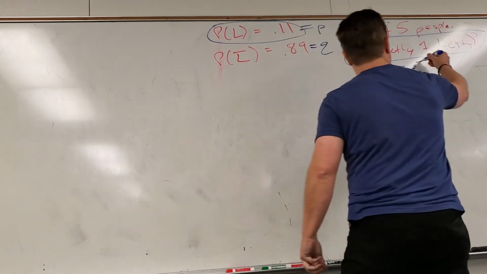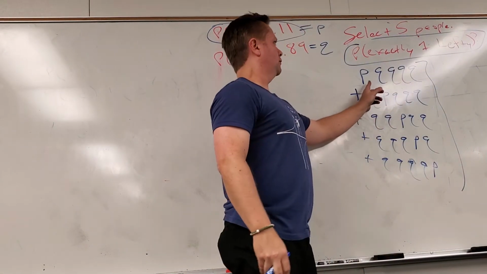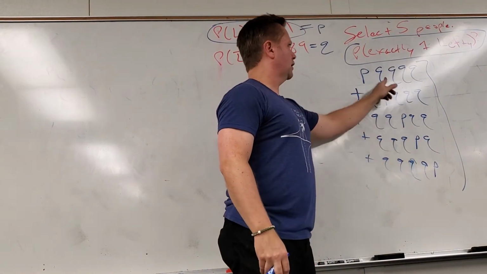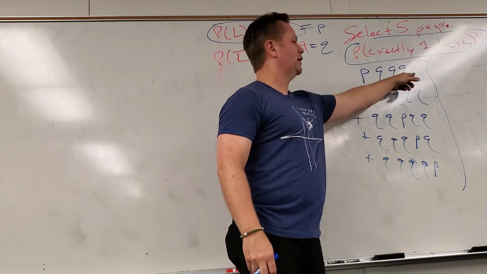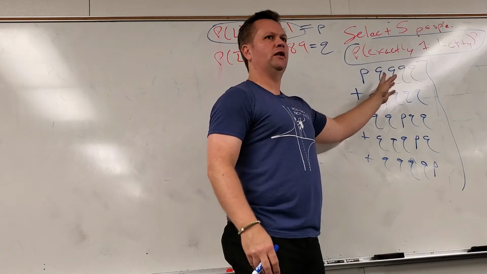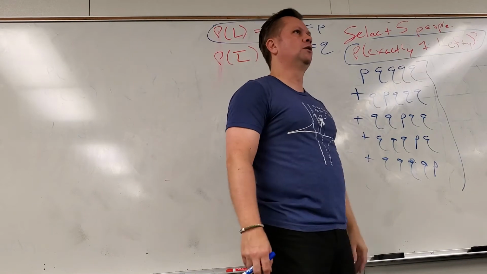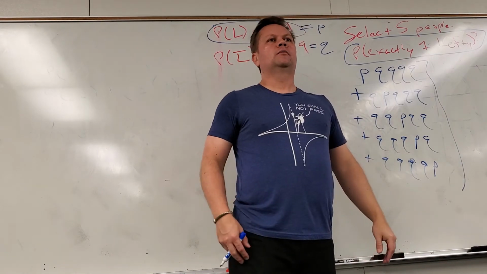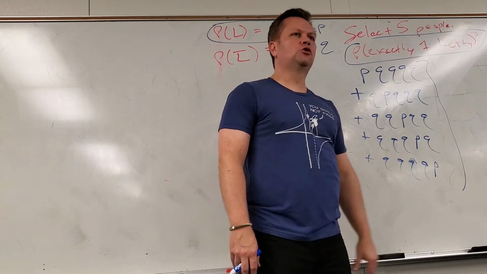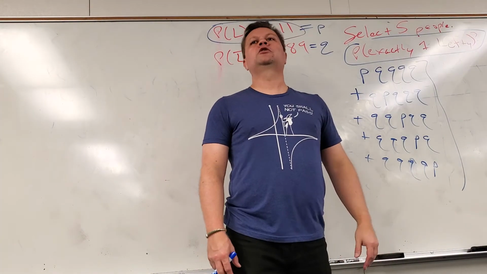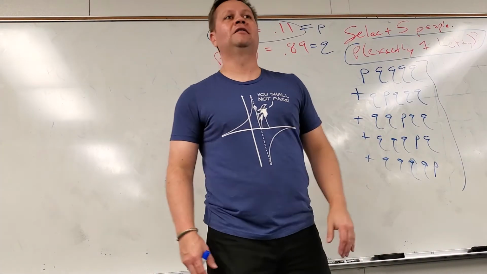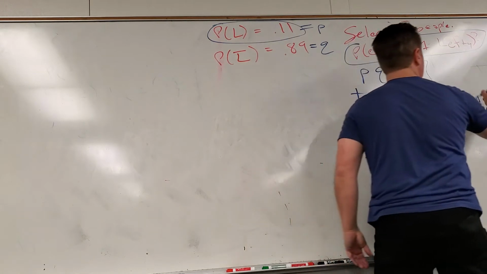So, help me out. Mathematically, what's kind of dumb about writing each of these? Aren't they all the same thing? What do each one of these look like? P times Q times Q times Q times Q. What's a better way to write Q times Q times Q times Q? Q to the fourth. So each one of these looks like this.